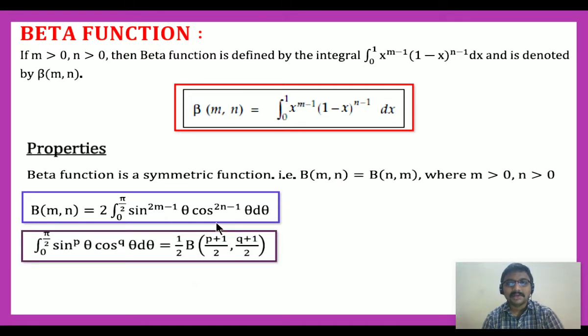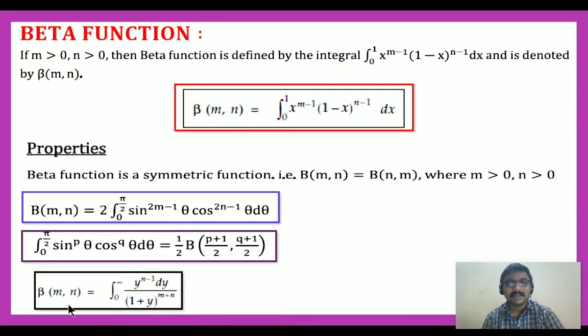The integral from 0 to pi by 2 of sine power p theta times cos power q theta d theta is half times beta of (p plus 1) by 2 comma (q plus 1) by 2, which is obtained by taking 2m minus 1 as p and 2n minus 1 as q.